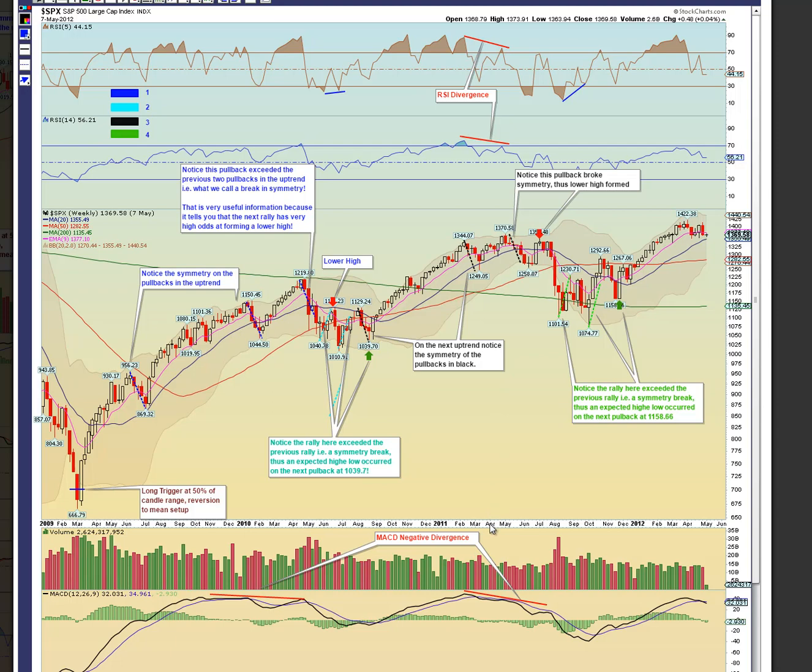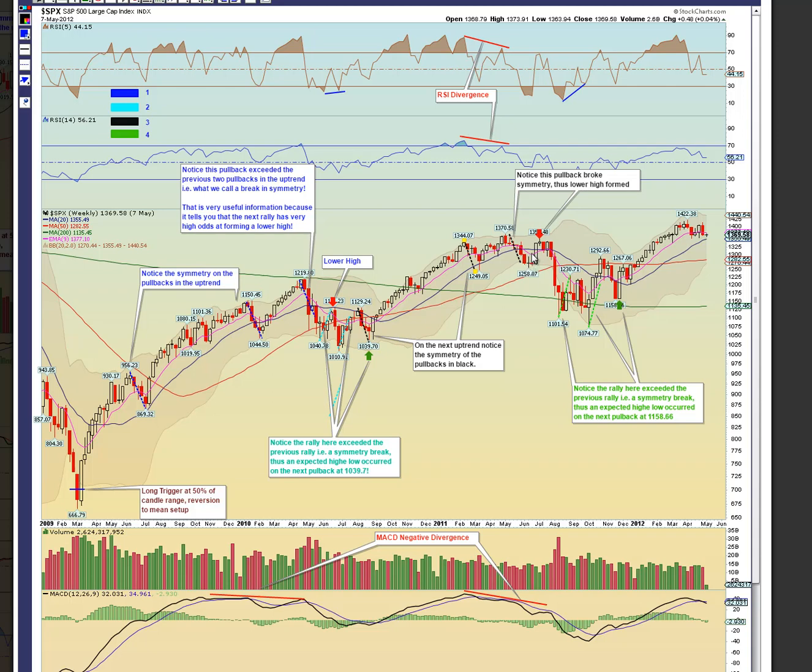Plus the time of year, around late April. Market will sometimes top around the May time frame anyway. So regardless, you pulled off again. You can see what I'm using for this dotted line is simply the same length as these. This pullback to this low here was quite a bit stronger than this. So it broke symmetry. That said, hey, you broke symmetry.